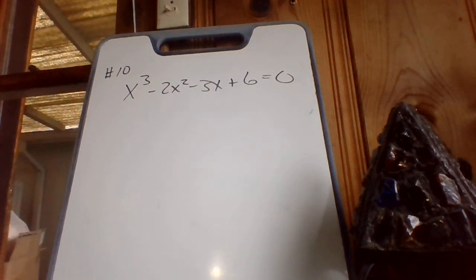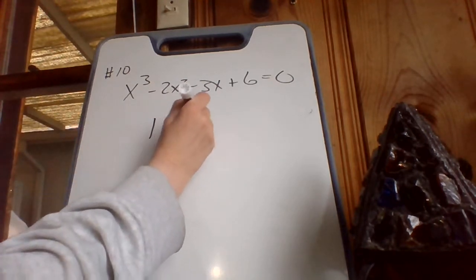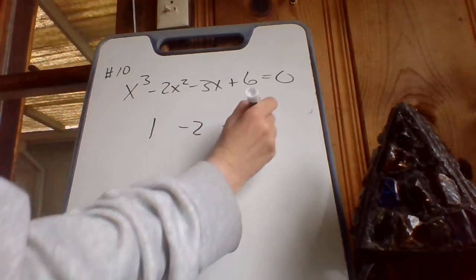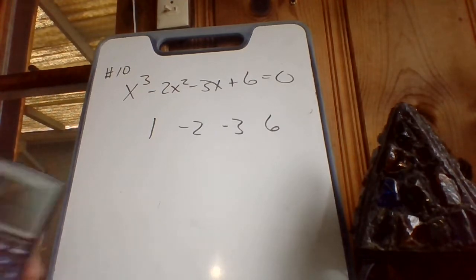Okay, number 10. This time I am supposed to keep going until I actually get the answer. All right, so I know what's going to go across the top. I'm going to need a 1 and a -2, a -3, and a 6. And I could just keep trying numbers until I get to 1. Or I could put the whole thing in my calculator.